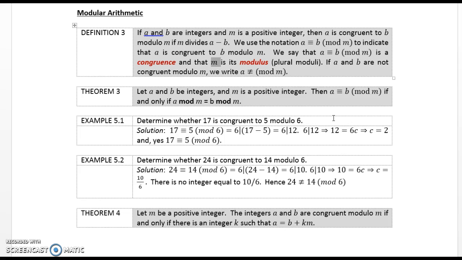And if a and b are not congruent modulo m, we write a is not congruent to b modulo m.